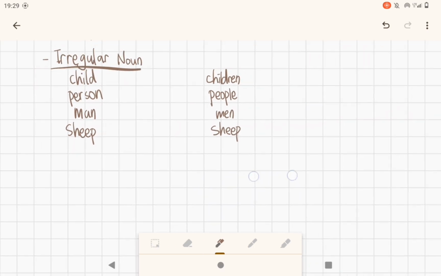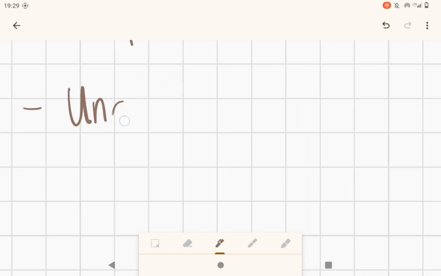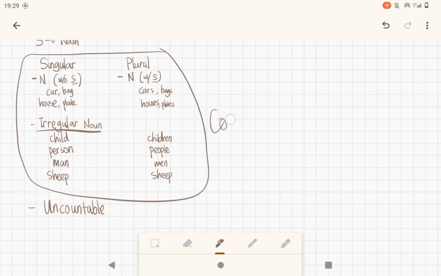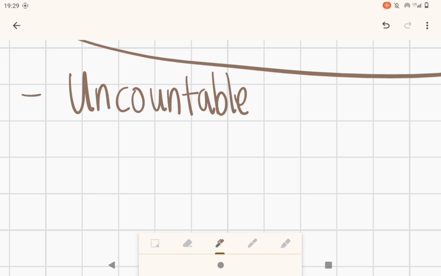Okay, and then the next one, we can have uncountable nouns. That I explained before, it's a countable noun. Over here, it's a countable noun because there is a singular and plural form in countable. We can simply count one by one. That is countable. Meanwhile, uncountable, it's hard for us to count because it's unlimited, or maybe there are so many of it or so much of it. That's why we call it uncountable. We cannot count this noun one by one. For example, sugar.